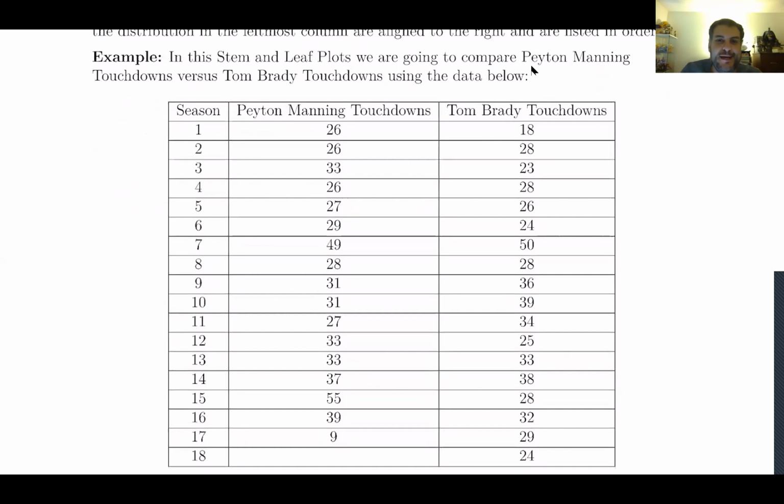All right. So we're gonna go ahead and do this problem. It says in this stem and leaf plot, we're going to compare Peyton Manning touchdowns versus Tom Brady touchdowns using the data below. If you look right here, this is your season. It is telling us, in that one season, how many touchdowns did Peyton Manning or Tom Brady throw? Right now we're going to focus on Peyton Manning.